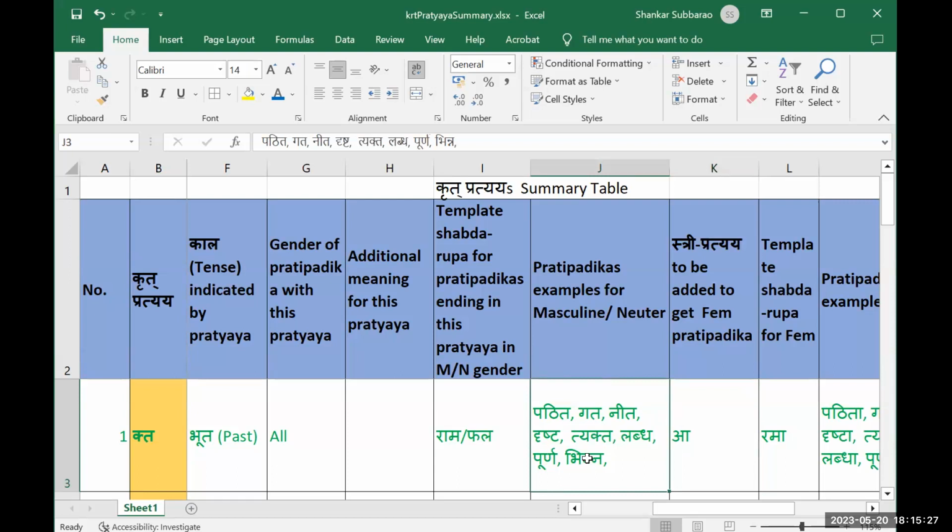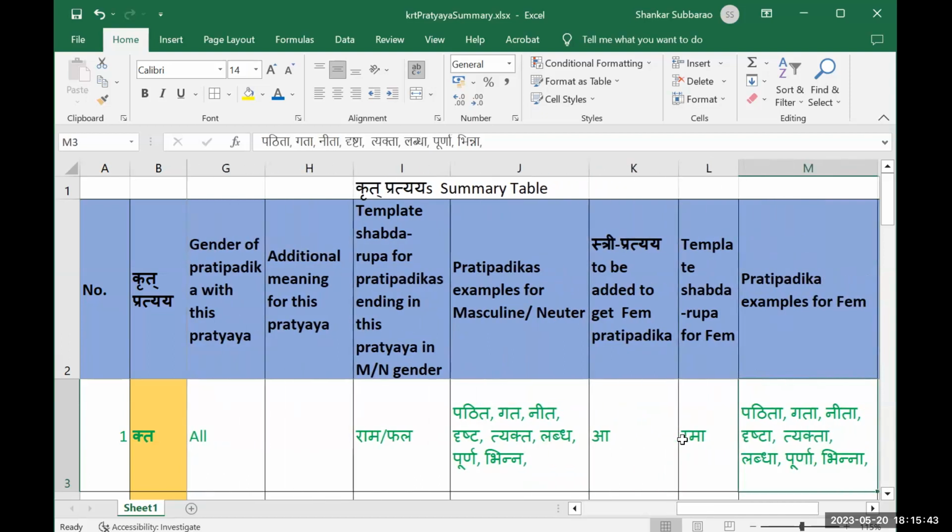Bhid becomes bhinna, whereas patha becomes pathita. There are changes in forms. We have to know how to do them. But at least you know this form is with kta ending. In the feminine, what do you do? You add an a. And how will it decline then? Like Rama. What are the words you'll get? Pathita, gata. You can see we add a. Nita, drishta, tyakta, labdha. Yes, Deepti, you have a question?